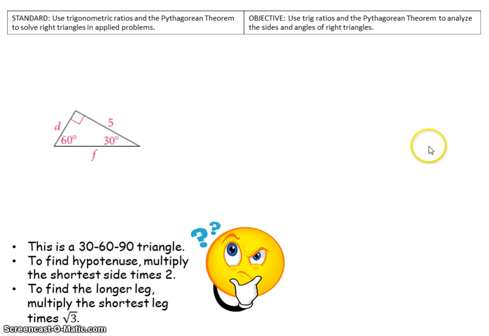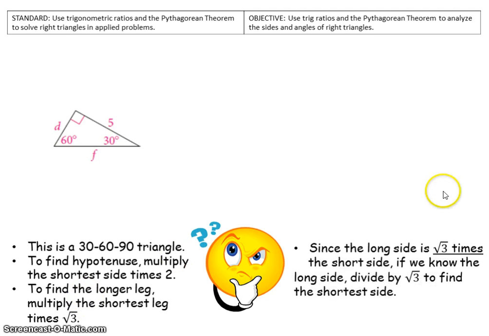And so once again, just like in the last problem, we did not have a specific thing to go on. But if we know that the long side is radical 3 times the short side, then if we divide the long side by radical 3, that'll tell us what the short side is. So we're going to do 5 divided by radical 3. That is about 2.89. So that means the short side, d, is 2.89.